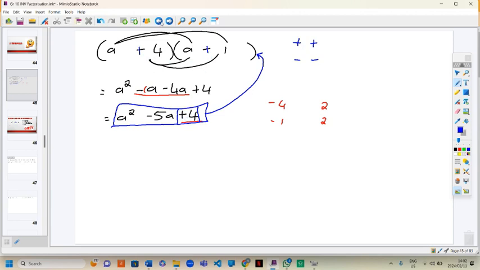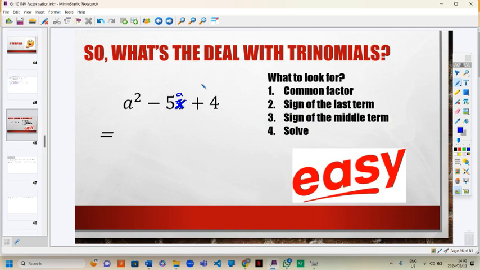If I look at this last term, I already know what possible signs I'm going to have in the brackets without even doing anything. I see it's positive, so I know it can either be two positives or two negatives. Those are my two options, option 1 and option 2. Now which option can it be?